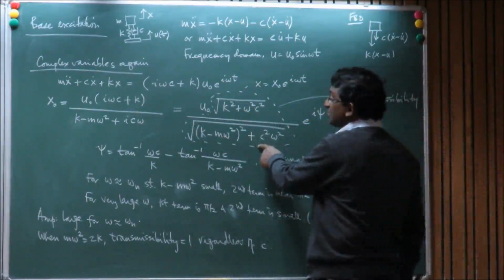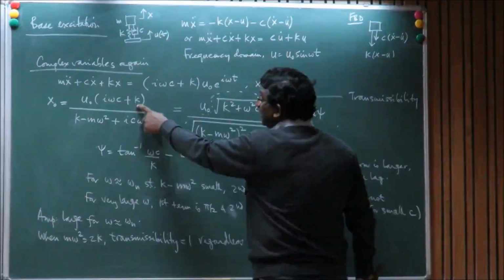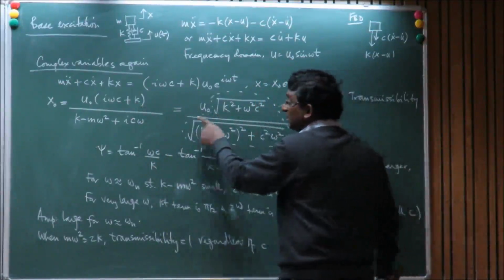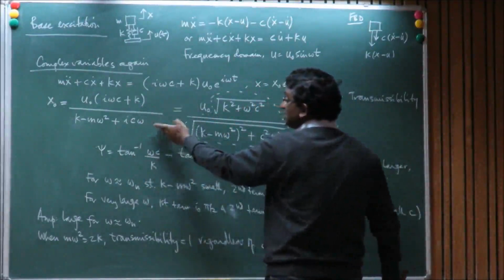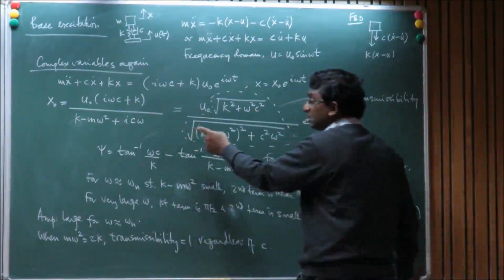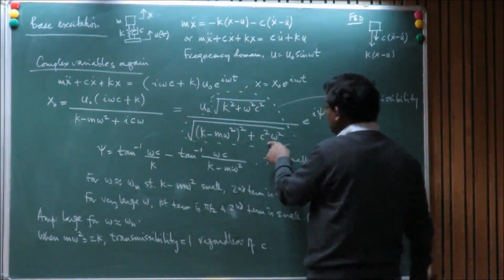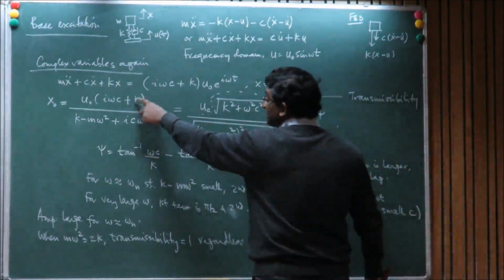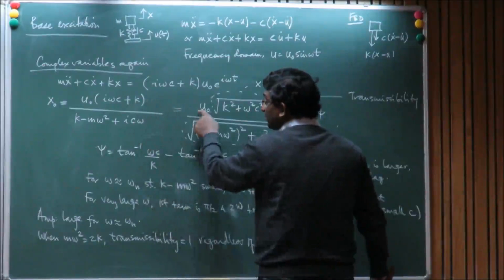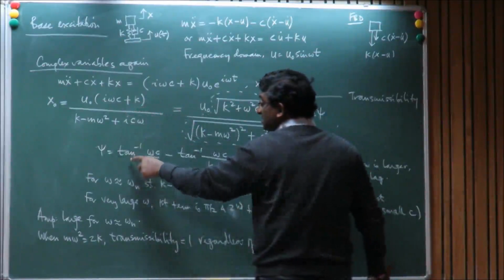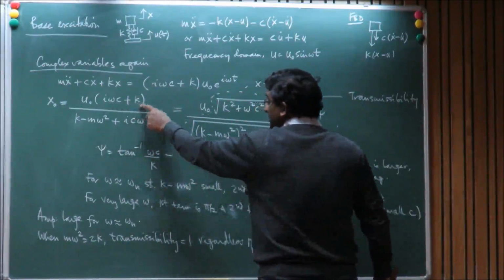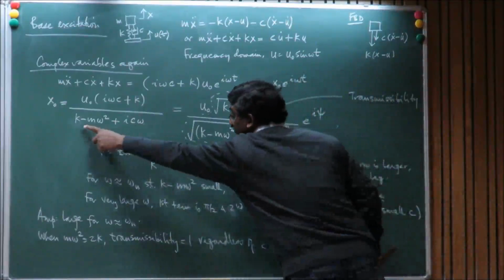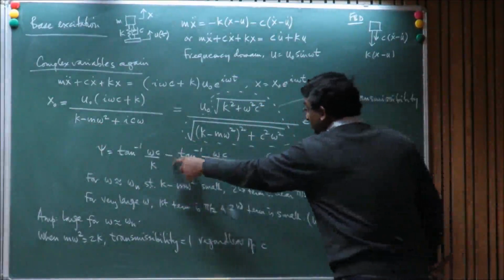The amplitude now has two parts. For the numerator part, we will just take the magnitude, so it is k square plus omega square c square. For the denominator part, we will do the same multiplication above and below that we saw earlier, and so once again we will get this magnitude, but the phase will have two contributions. The numerator phase will be directly taken, the denominator phase will be subtracted. The numerator phase is tan inverse omega c by k, from imaginary by real. The denominator is tan inverse omega c by k minus omega squared, subtracted.